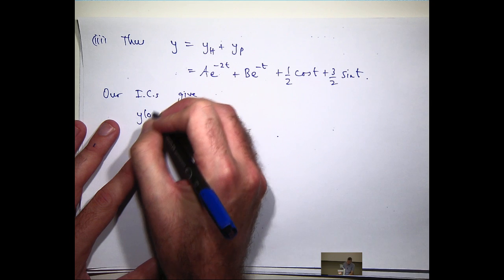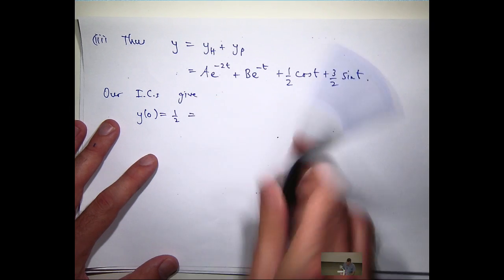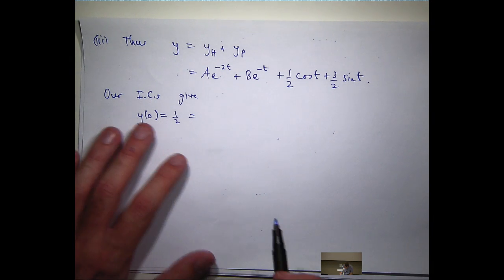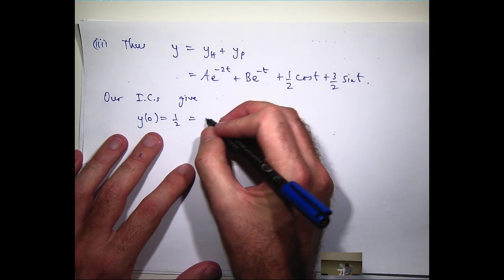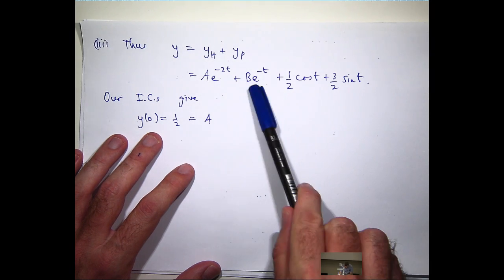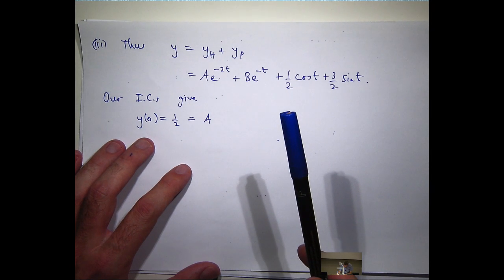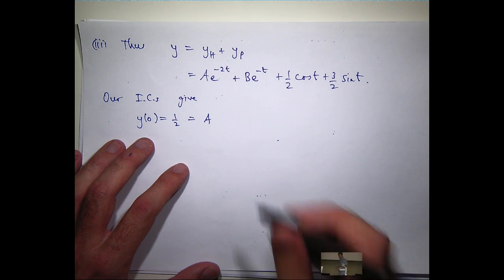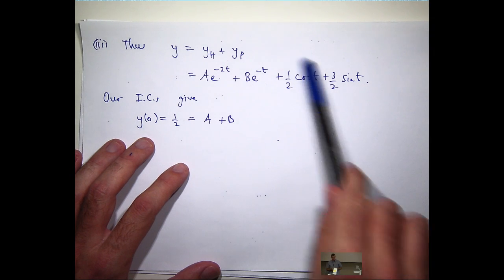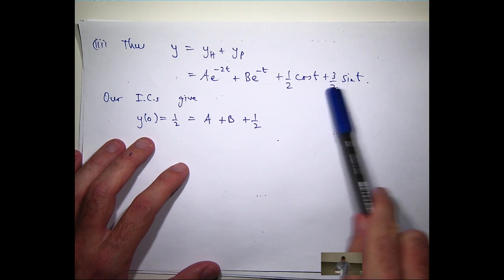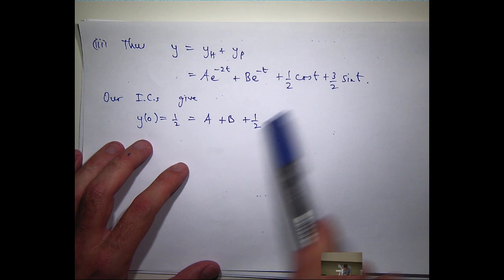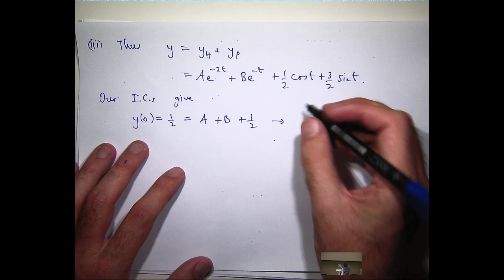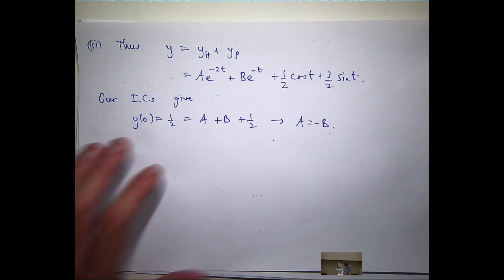Okay, y of 0 was 1/2. So let's go up here and set everything equal to 1/2. So this is going to give me A. This is going to give me B. Okay, that's going to give me 1/2. And that's going to give me 0 at t equals 0. So this equation then is just A equals negative B. So we don't know what they are yet, but we're going to determine them.